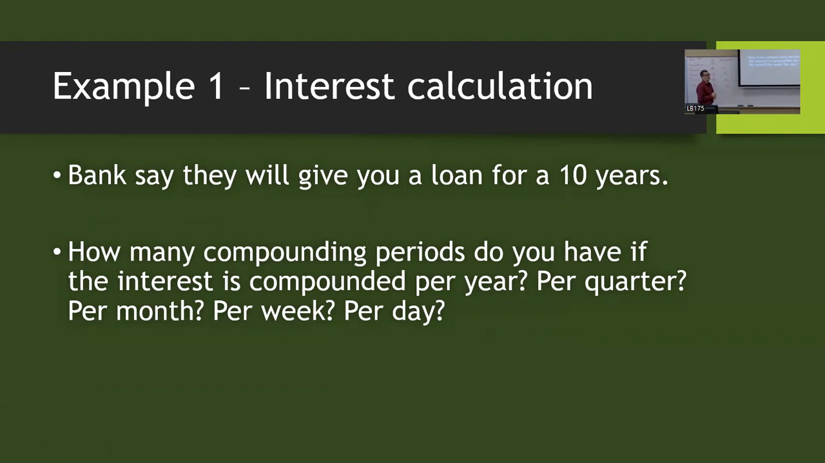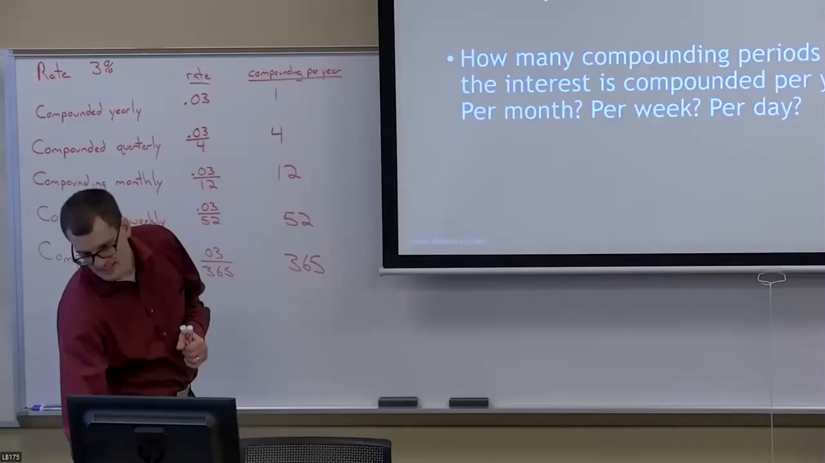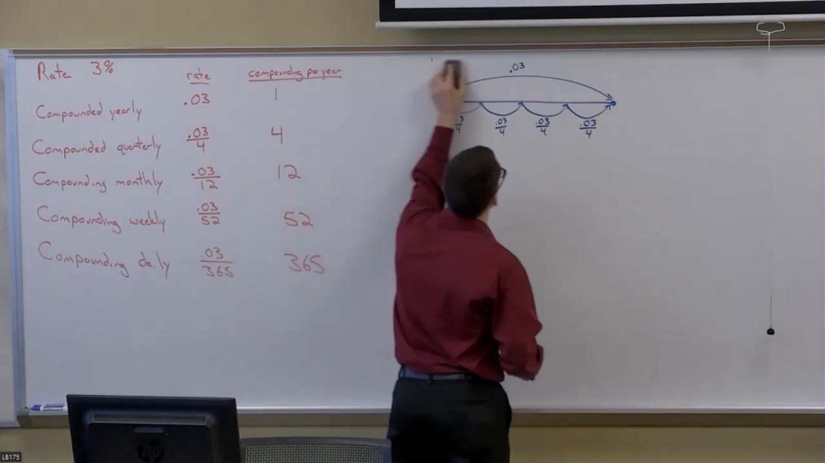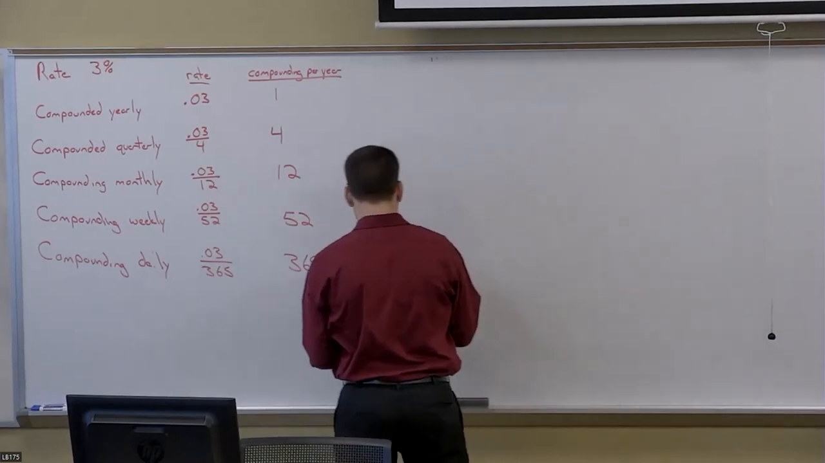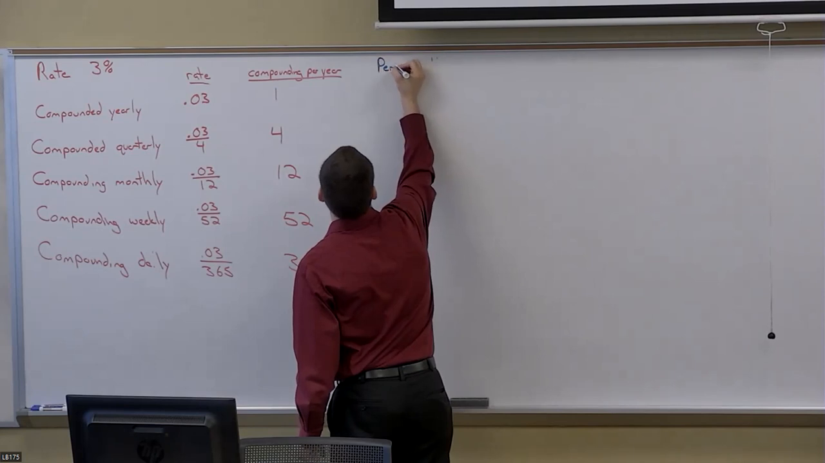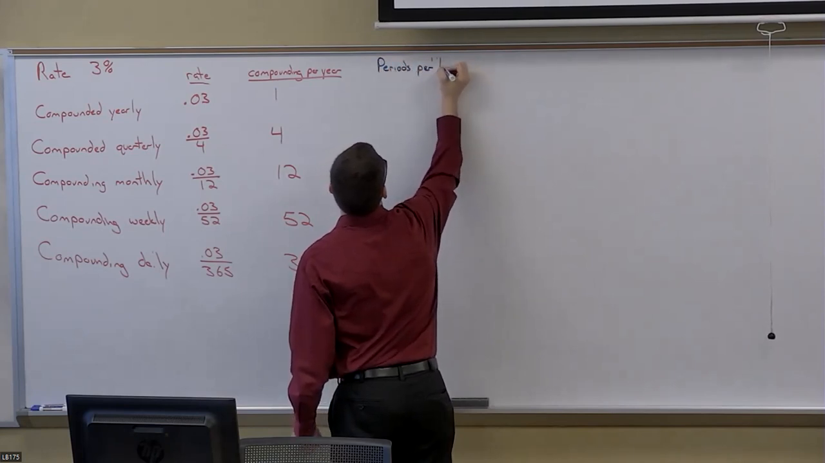Now, think about this as well. I've done everything for a year. How many compounding periods per year? What if the bank is going to give me the loan for 10 years, or we're going to invest for 10 years? If the bank gives me a loan for 10 years, how many periods per 10 years?